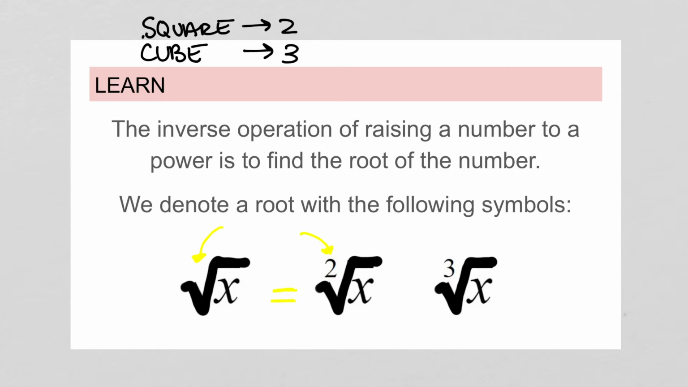Well, it's going to be the same thing when we're talking about the roots. So if there's nothing there, or if there's a 2 there, we assume that is a square root. But now over here, where we've got the 3, that is considered the cubed root.